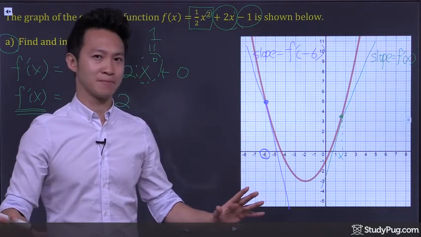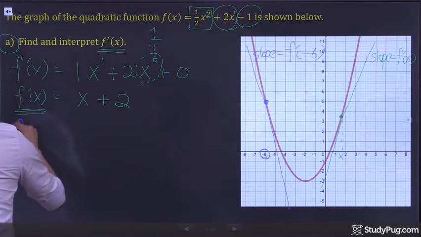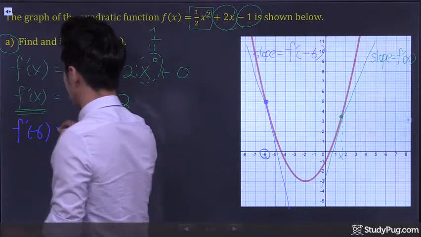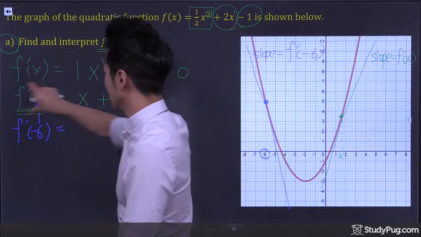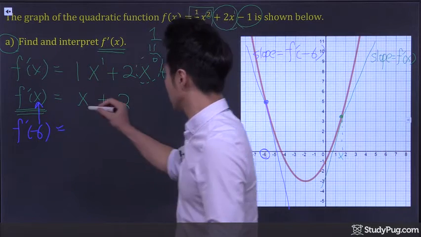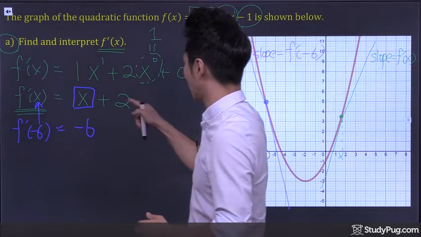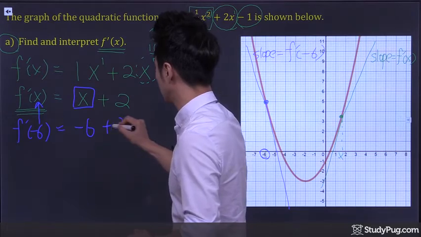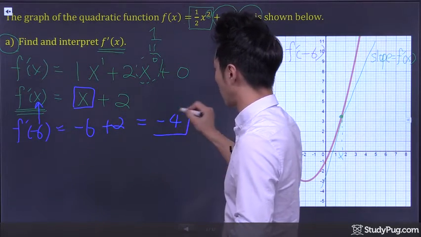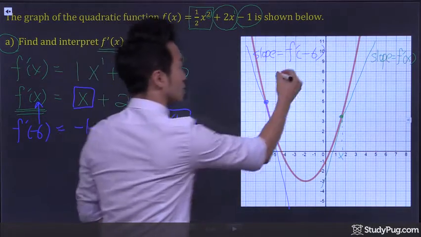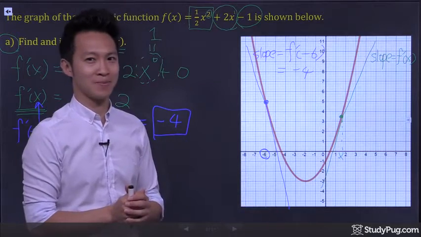Now, to evaluate this expression, f prime of negative 6, we simply plug in negative 6 for x in the derivative equation. So x right here, plug in negative 6, and we still have to add 2. So the answer is negative 6 plus 2, we have negative 4. And guess what? Negative 4 is the slope of this tangent line.